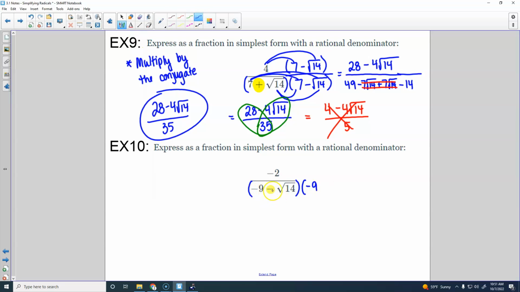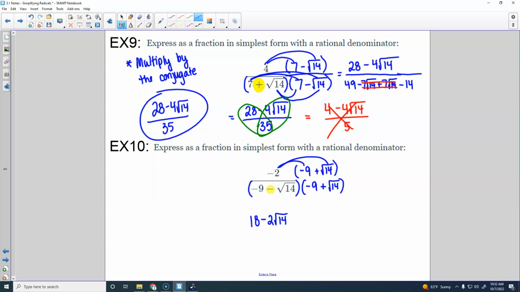Alright, so negative 9 minus square root of 14. We just changed the middle sign. Only the middle sign. So that 9 stays negative. We change this to a plus square root of 14. We need to multiply it on top and bottom, because, again, that's like just multiplying by 1, so it doesn't change the value. So if we distribute in the numerator, we will get positive 18 minus 2 square root of 14.